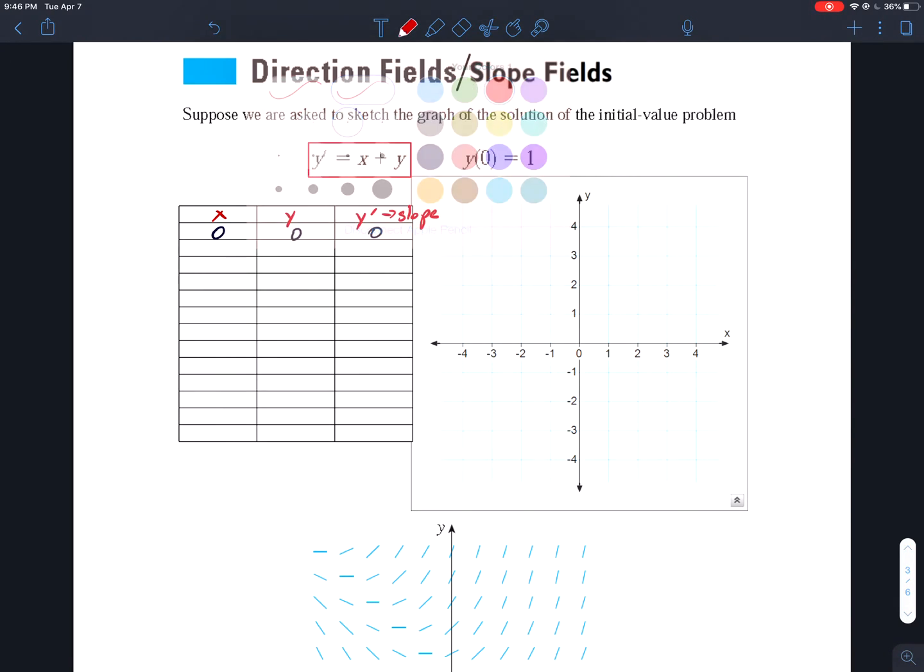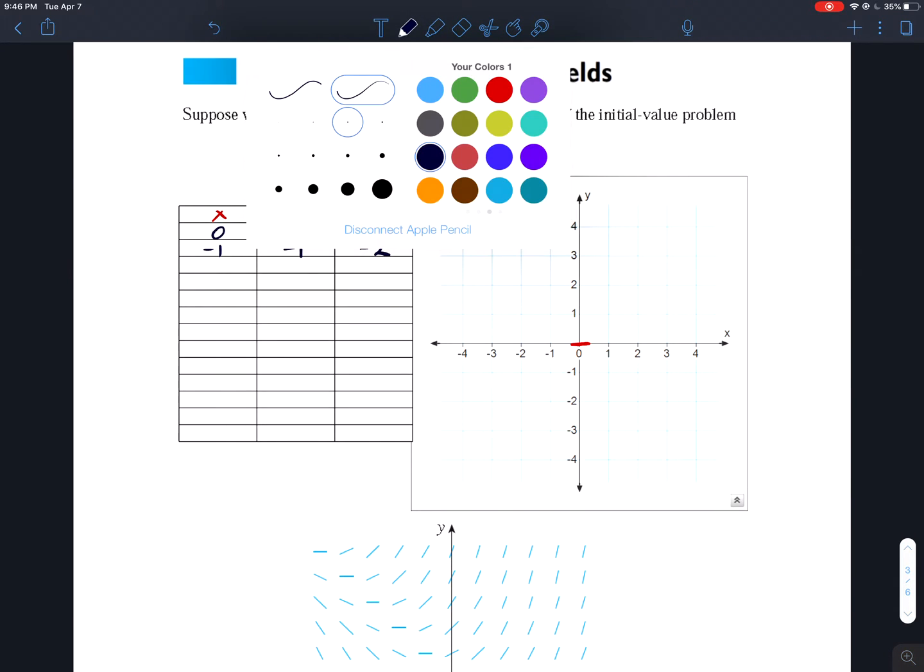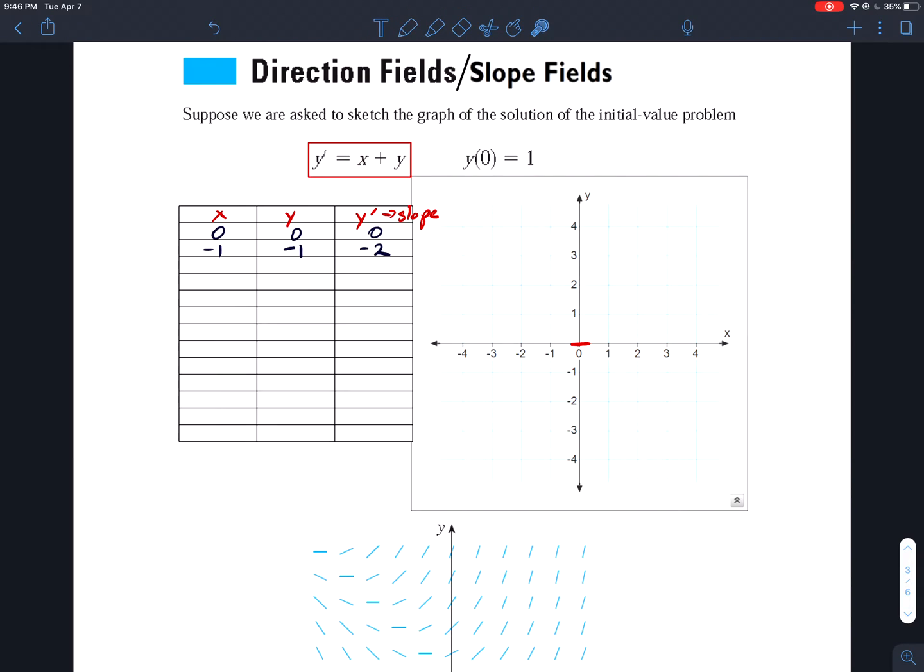Okay, well, how does that translate on a graph? That is a slope of 0. So I'm just going to put a little line here at (0, 0) on the graph, a little mini line with a slope of 0. All right? So then if I choose, let's go (-1, -1). Well, if both x and y are -1, then the equation says I add them and I get -2. So I come over to the graph, and at the point (-1, -1), I'm going to graph a line that has a slope of about -2.